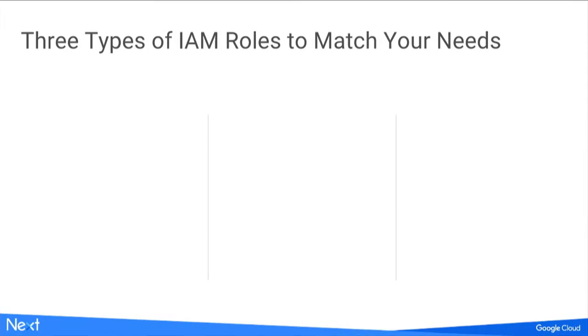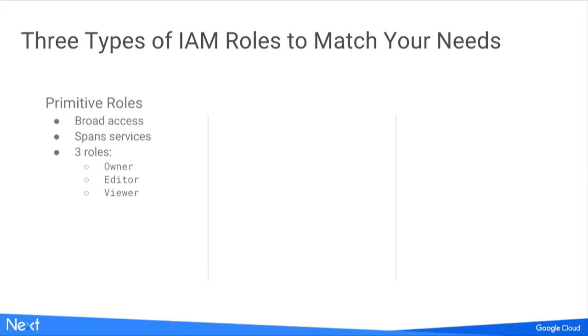There are 3 types of IAM roles, and the one to use depends on your organization's needs. First, a little bit of history. When we started with Compute Engine, we started with 3 broad primitive roles: owner, editor, and viewer. Now, these gave broad access across services. An editor could create an instance on Compute Engine and could also create a Cloud SQL instance.